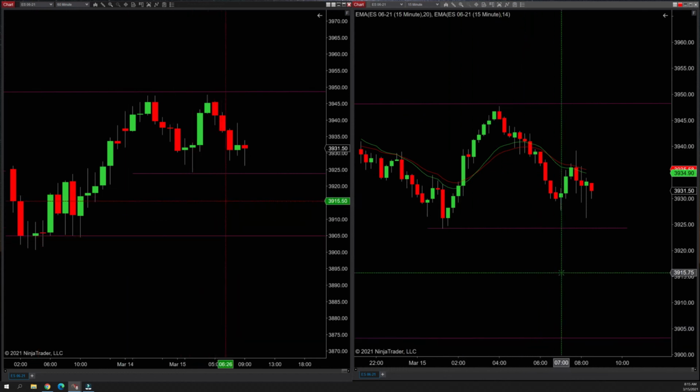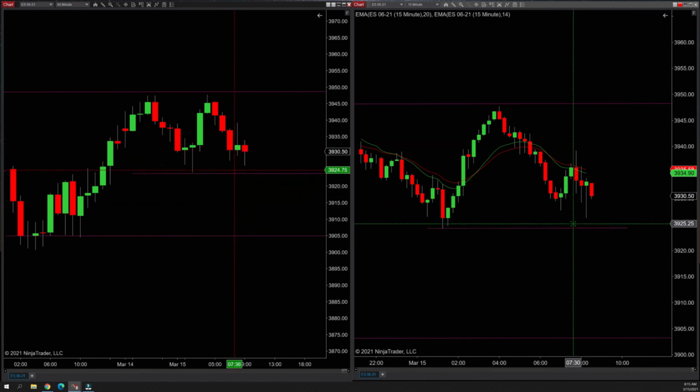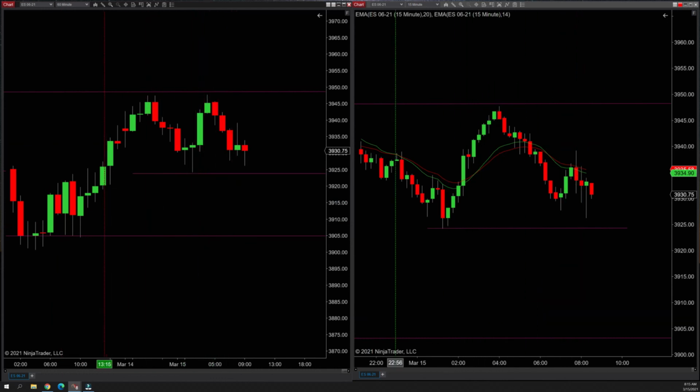So action tried to get some traction there, but you can see it's having a hard time. And it looks to me like selling is going to resume, and all the people who went long have taken their profits or they're trapped.